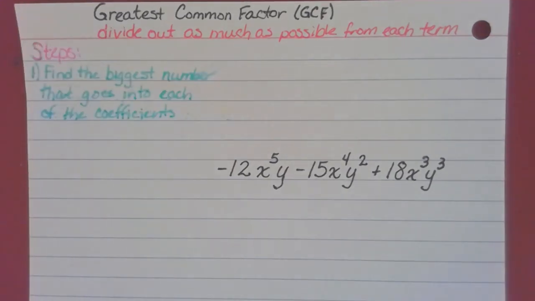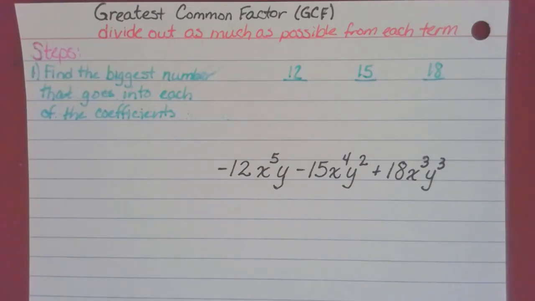Our first step is to find the biggest number that goes into each of the coefficients. If my lead coefficient, once I have the polynomial in standard form, meaning the exponents are counting down from highest to lowest, is negative, I do want my GCF to be negative as well. I do want to pull that out along with the numbers. So I have my coefficients, which are 12, 15, and 18, ignoring the signs because I'm going to deal with that lead coefficient. I just want the number part, not the positive or negative of it.